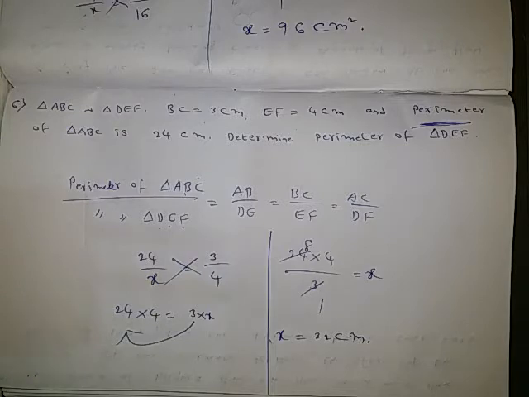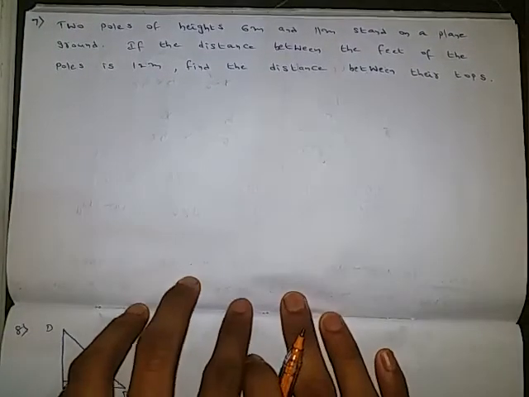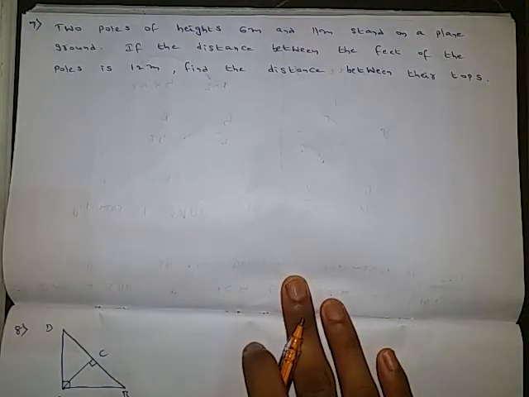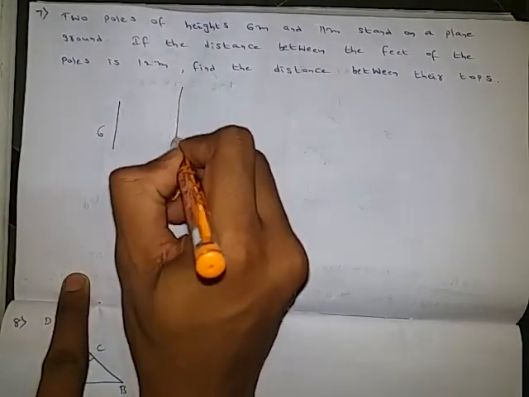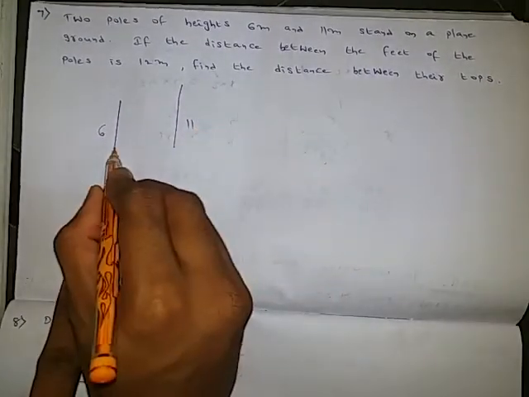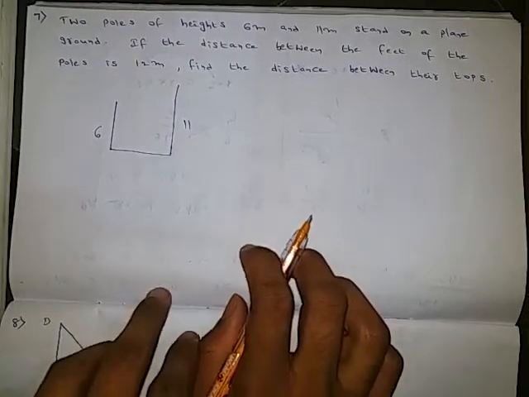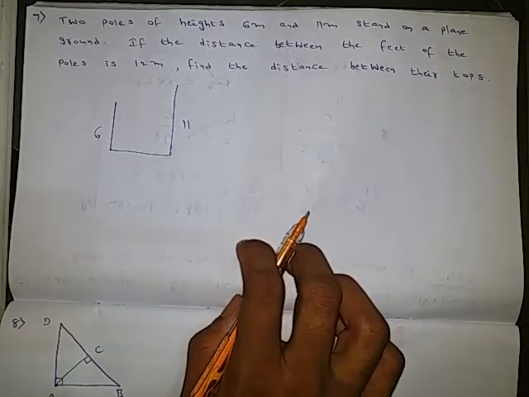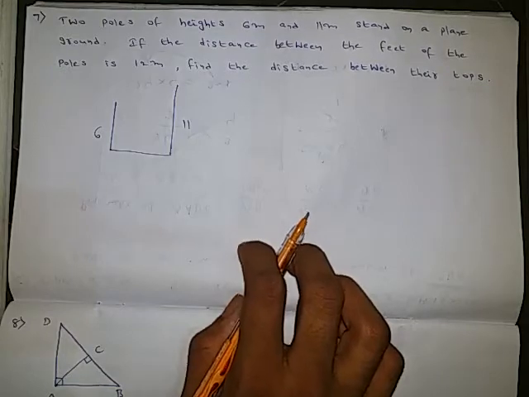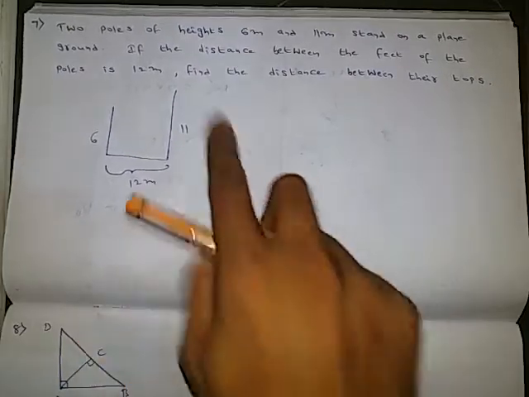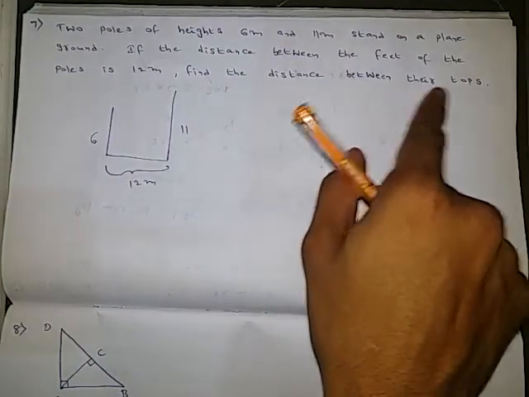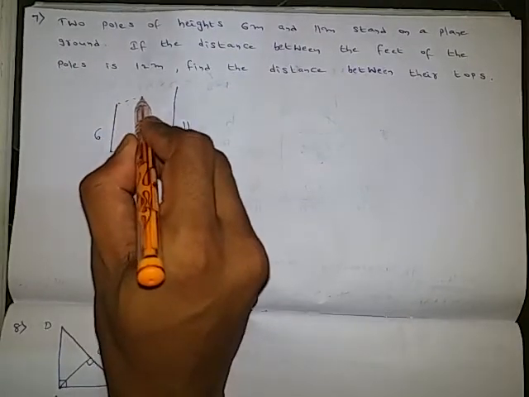Okay, let's move to the next question. The next question is: two poles of heights 6 meters and 11 meters stand on plain ground. We have one 6 meter pole as well as one 11 meter pole. These two are standing on the ground. If the distance between the foot of the poles is 12 meters, these poles are separated by 12 meters, then find the distance between their tops, from one top to another top. He is asking how much distance is there.